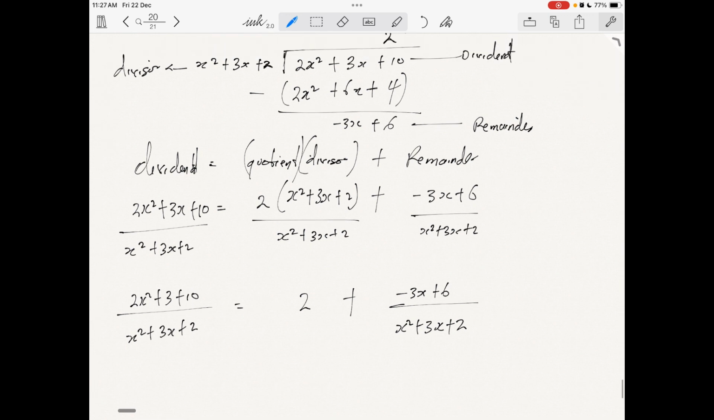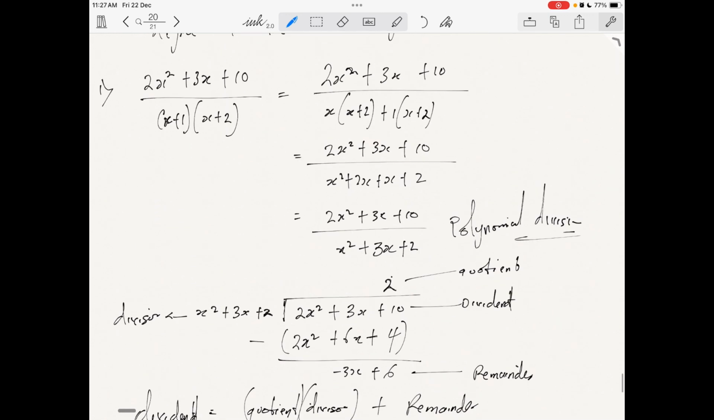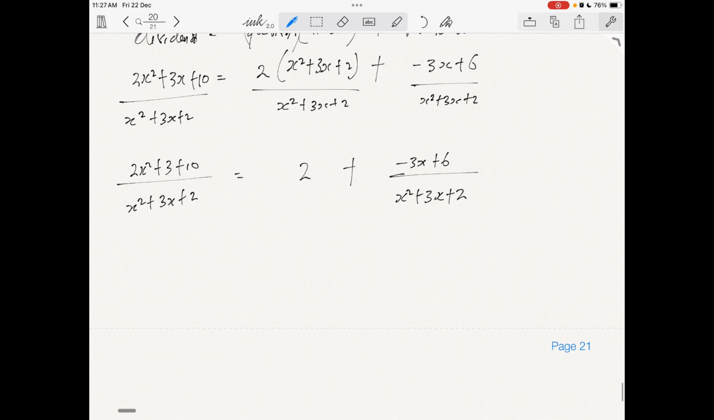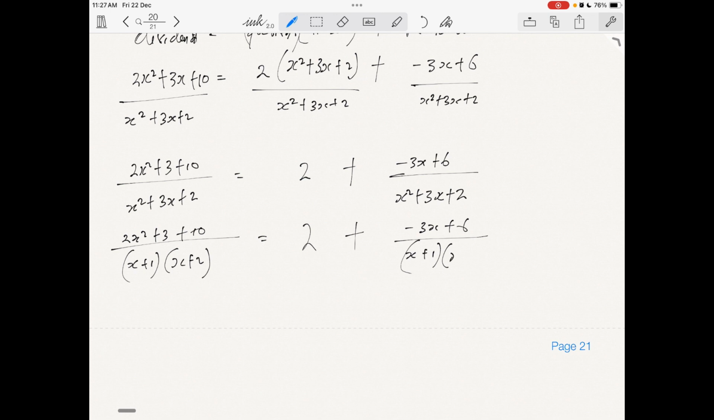Now let's go back a bit, and we will see how we arrived at x squared plus 3x plus 2 being the same thing as x plus 1 times x plus 2. So now let's substitute for x squared plus 3x plus 2. So 2x squared plus 3x plus 10 divided by x plus 1 and x plus 2 is equal to 2 plus minus 3x plus 6 divided by x plus 1 and x plus 2.